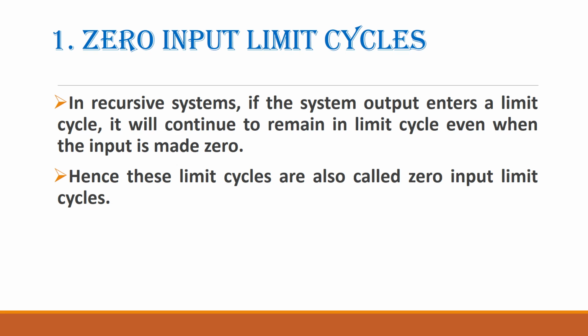For example, consider a recursive system. We are giving some input, and definitely you will get some output from the system. Now we remove that input, or we give zero input to the system. Actually, there should be zero at the output, but this is not the case. There will be some oscillations at the output. These types of oscillations are called zero input limit cycles. That is, we are giving only zero input, but at the output there are some oscillations.